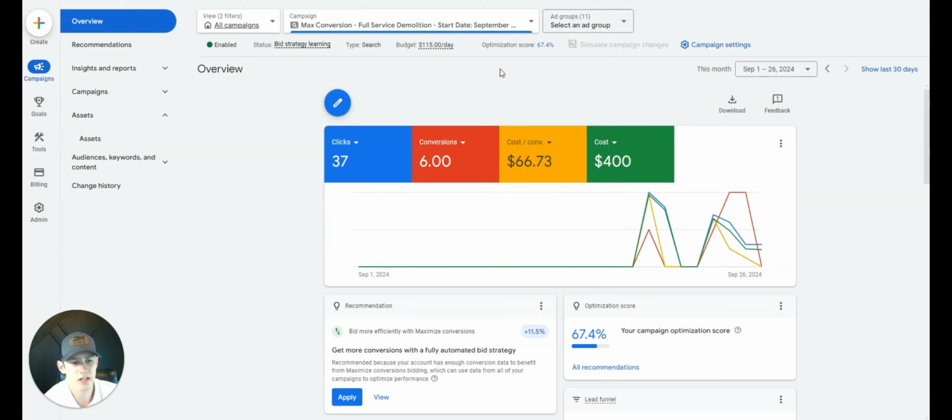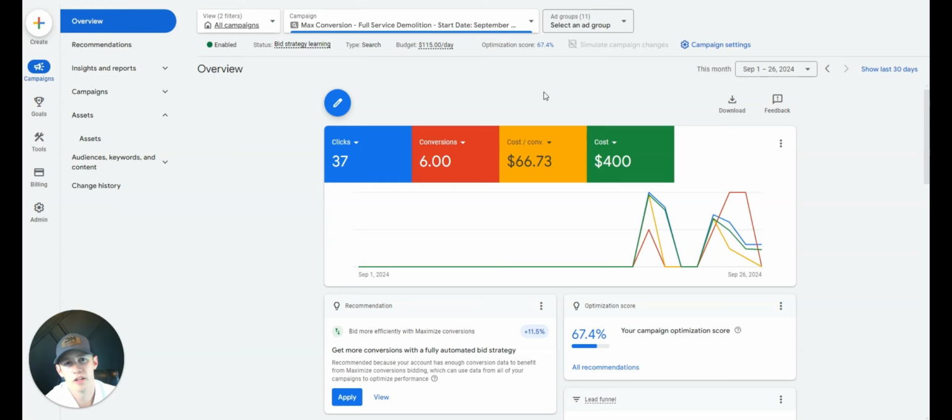The first thing we see here is 37 clicks, 6 leads, about a $66 cost per lead and $400 spent. Now with demolition, a lead cost of $66 is a bit high, but this is in Miami, so it's a very, very competitive area. But demolition jobs are very high revenue. If you generate one job, you might have $10,000 of revenue, maybe a few $1,000s in profit, and pay for the campaign right there.